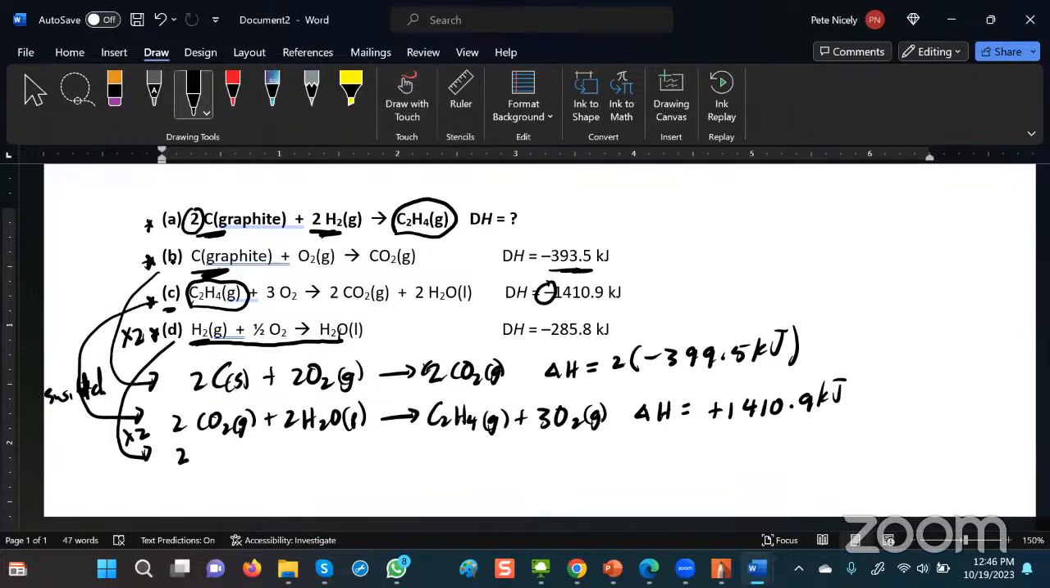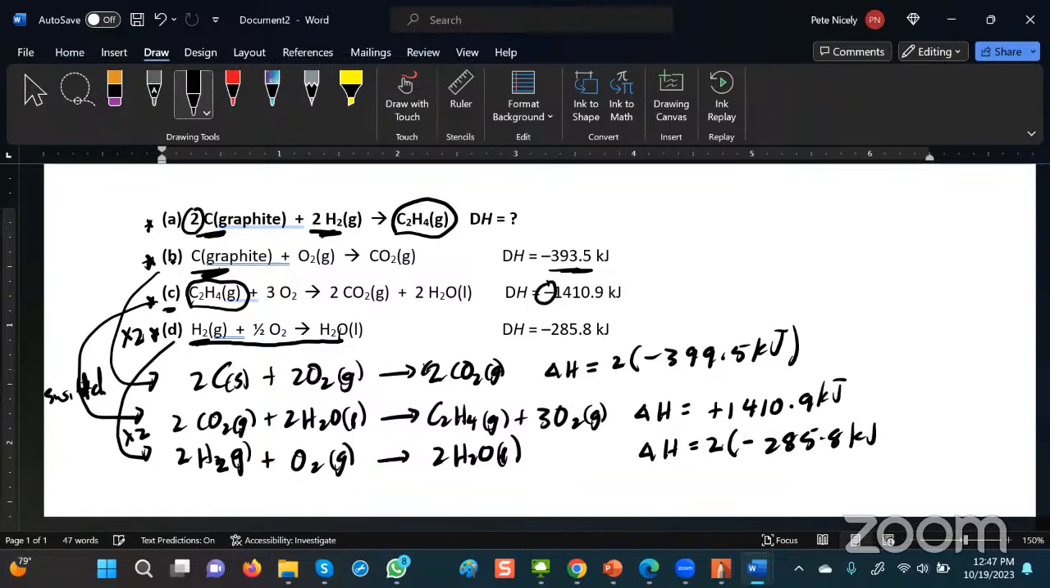So you're going to end up with 2 H2 gas plus O2 gas. And then on the product side, you're going to have 2 H2O liquid. And therefore, what is the delta H value for this? Exactly. So 2 times minus 285.8 kilojoules.